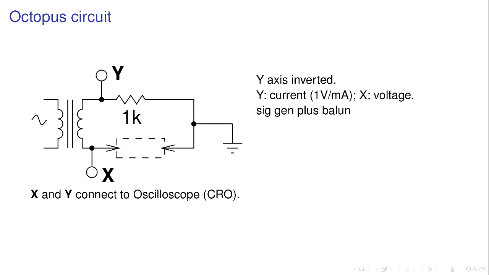You can use a signal generator plus a balun, but I was too lazy to wind a balun, so I used a filament transformer, which gives you 6.3 volts, connected to a variac so I could adjust the voltage up and down. What does this look like when you look at the traces?